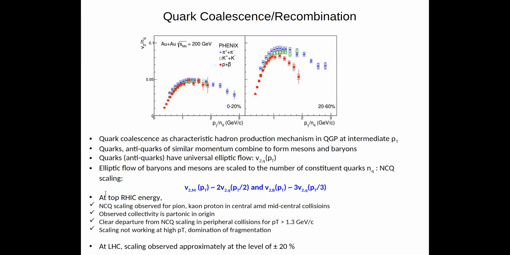The reason for the breaking of scaling at very high PT may be that a different mechanism of particle production takes place, namely fragmentation, that is, the production of jets. There the formation of hadrons is from the fragmentation of very highly energetic quarks or gluons. This is known as fragmentation. At LHC, the scaling behavior has been observed, but that is only approximate. It is not as exact as what has been observed at RHIC.